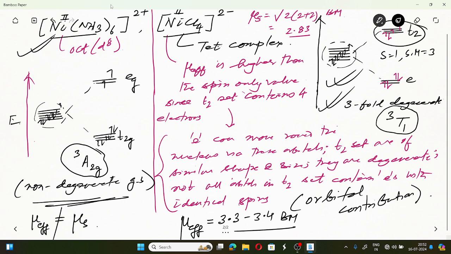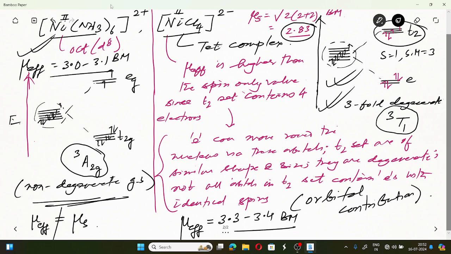And in this case you will find that mu effective is around maybe 3.0 to 3.1 Bohr magneton. অর্থাৎ it is higher than the spin only value. Look, the spin only value is 2.83, so it is slightly higher than the spin only value. তাহলে এটা আমরা কিভাবে এক্সপ্লেন করব?